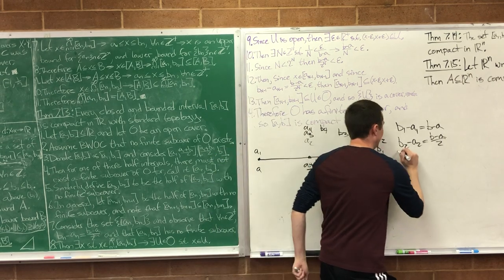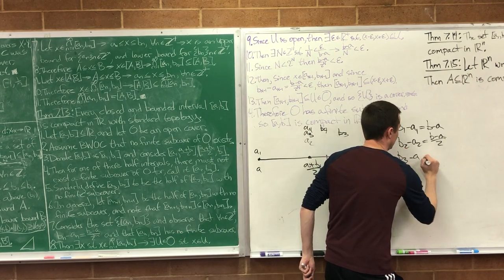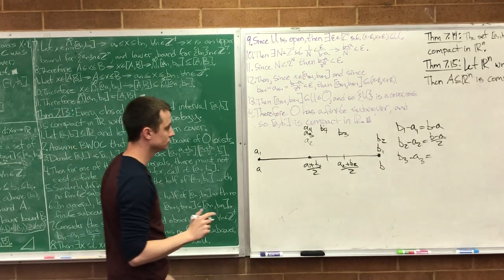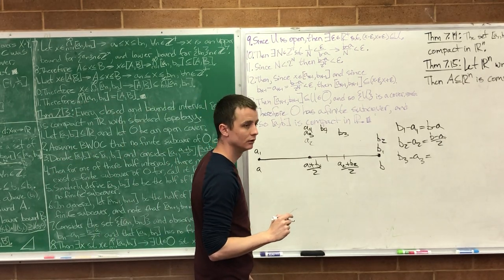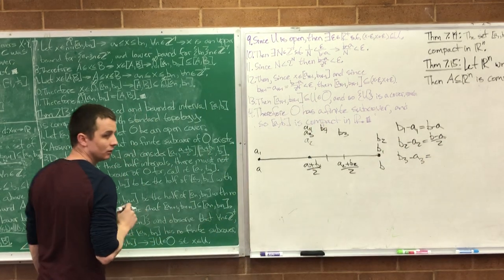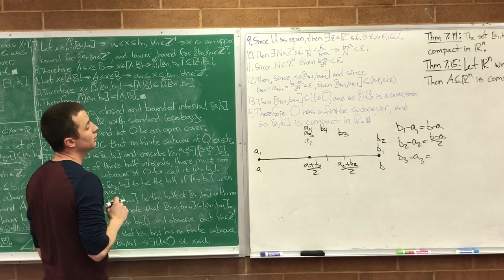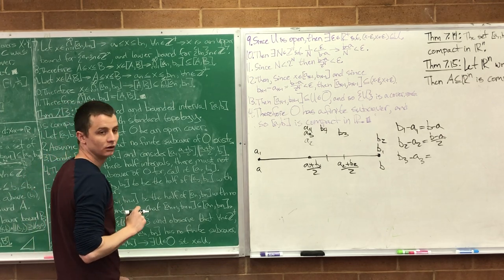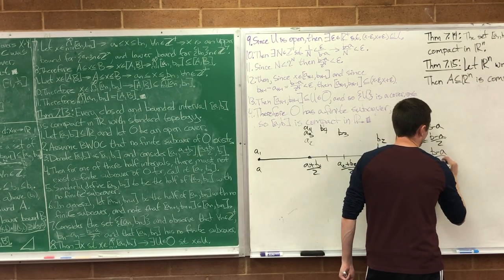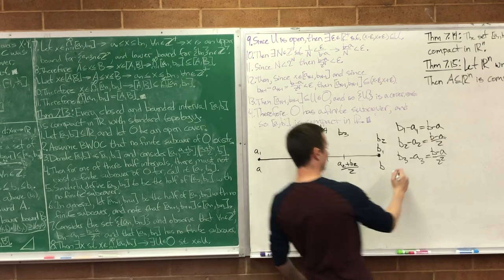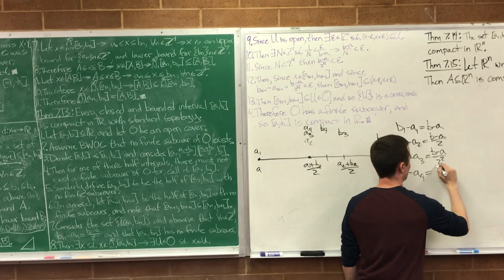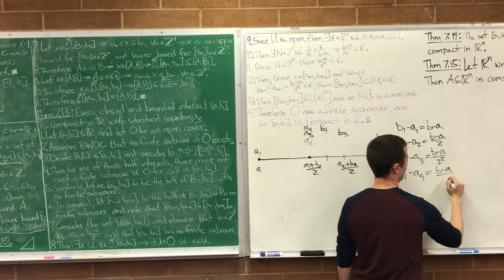So notice, what is the size of b3 minus a3? It's b2 minus a2, but tell me in terms of b and a. (b minus a)/4. Perfect. Now tell me this distance, b4 minus a4. How long is my fourth interval? (b minus a)/8.